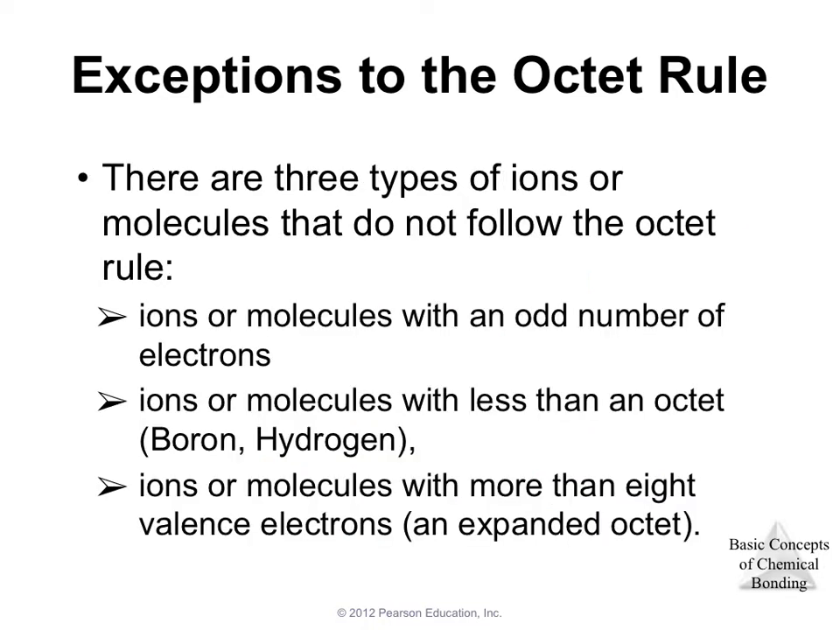Okay, so you guys, there are some exceptions to the octet rule. So remember, octet means 8 valence electrons. There are 3 types of ions or molecules that don't follow the octet rule. If there is an odd number of electrons, there is going to be one that either has 1 too many or is not going to have enough. There are a few types of molecules like boron and hydrogen, a few types of elements that are just too small to have an octet. And then there are actually elements that can have more than 8, and we call that an expanded octet.